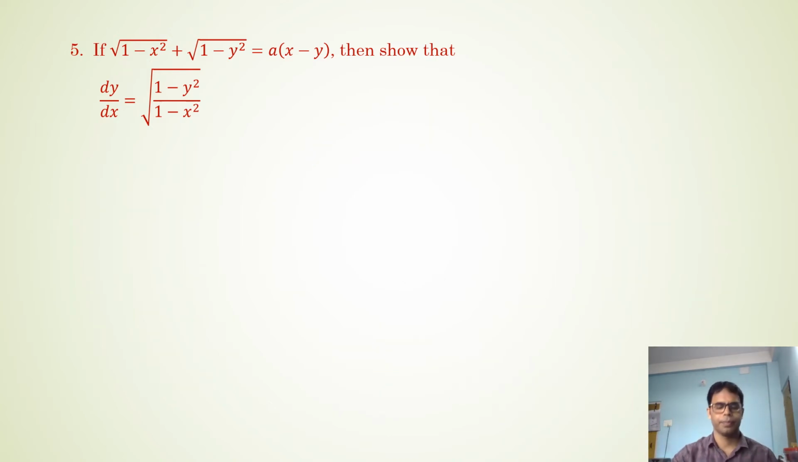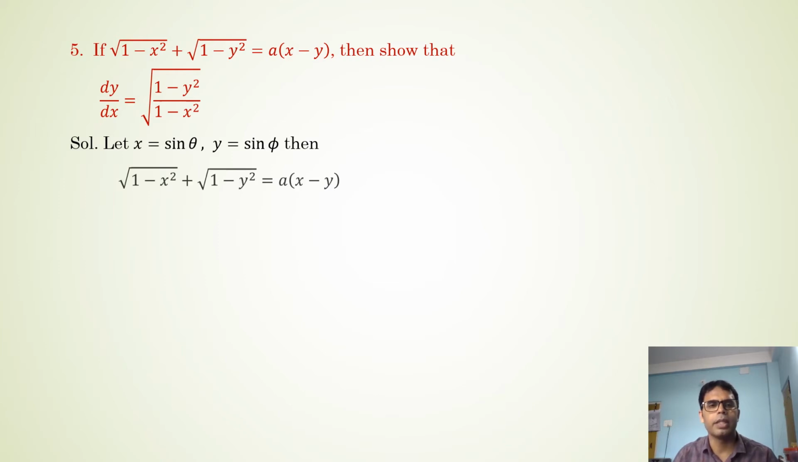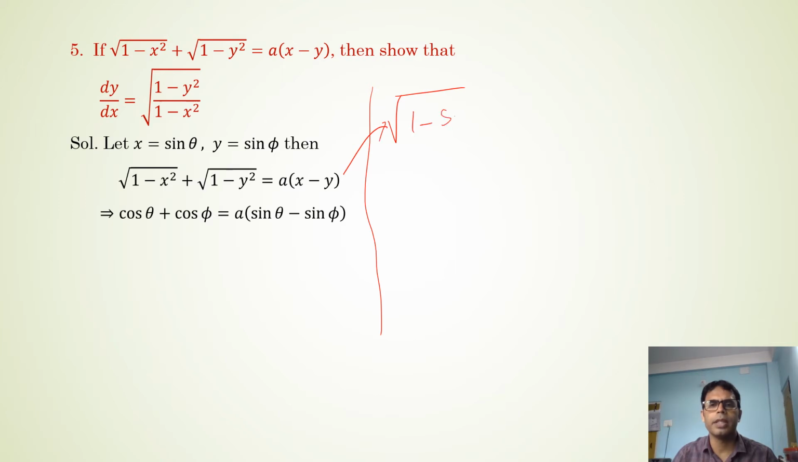You see that. Let x is equal to sin theta and y is equal to sin phi. Then on the left hand side, we will get root over 1 minus sin square. After taking substitution, this term is equal to: 1 minus x is replaced by sin square theta, then plus root over 1 minus sin square phi.